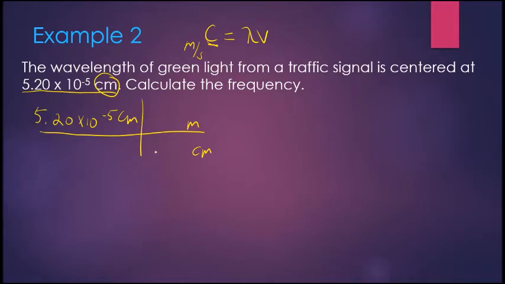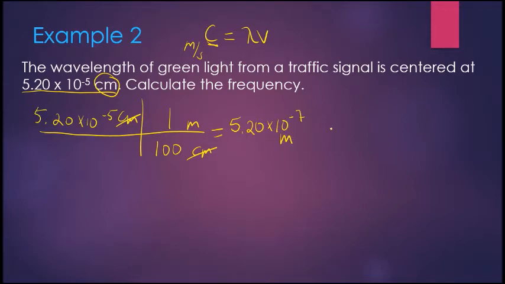Now, who remembers centimeters to meters, meters to centimeters? What is our conversion factor here? How many centimeters in a meter? Yes, 100 centimeters equals 1 meter. Now the centimeters will cancel, and so we'll end up with 5.20 times 10 to the minus 7 meters.